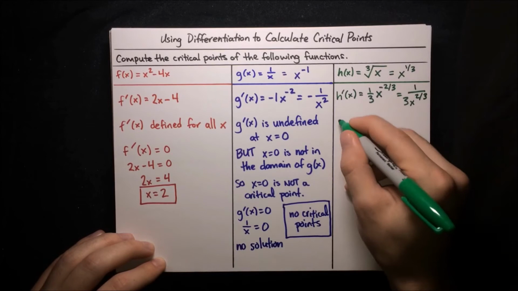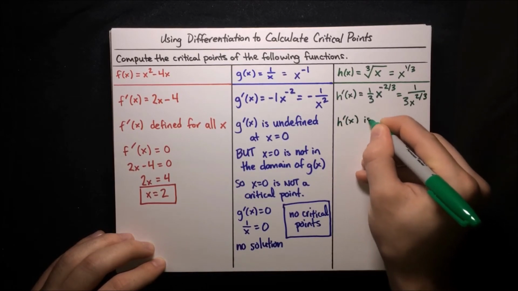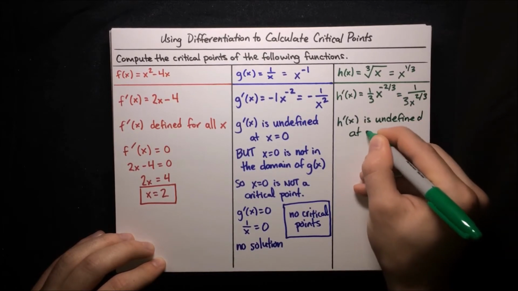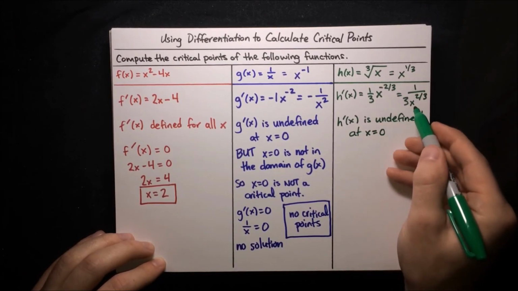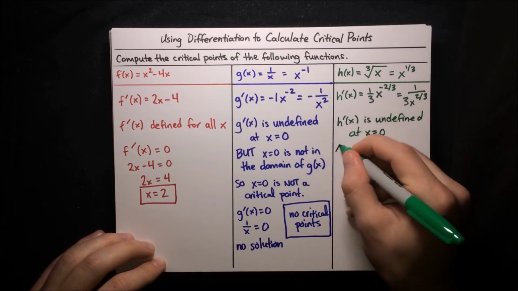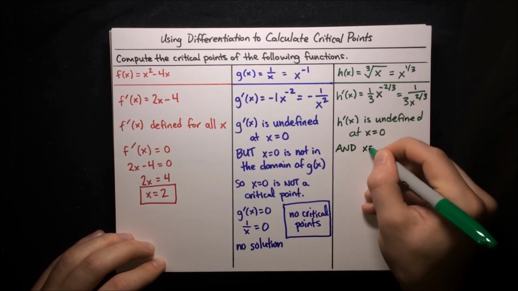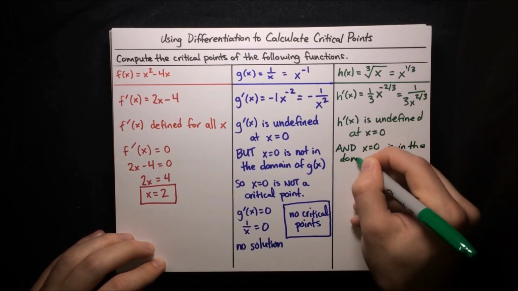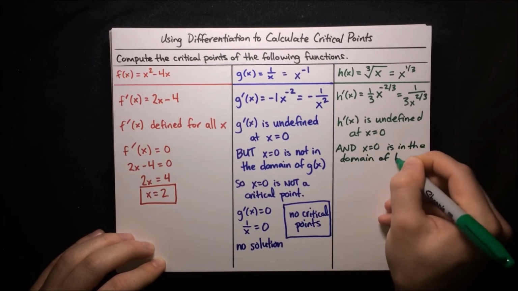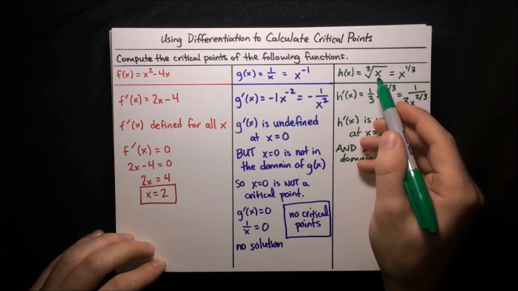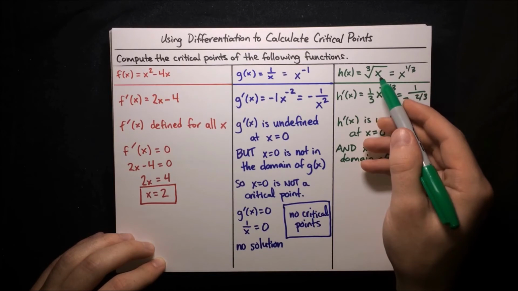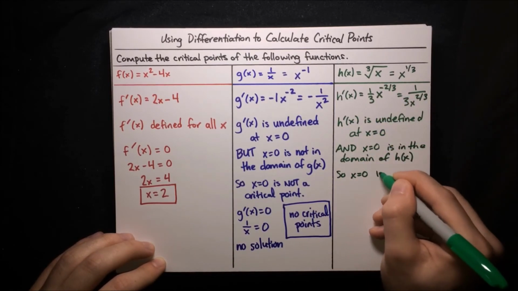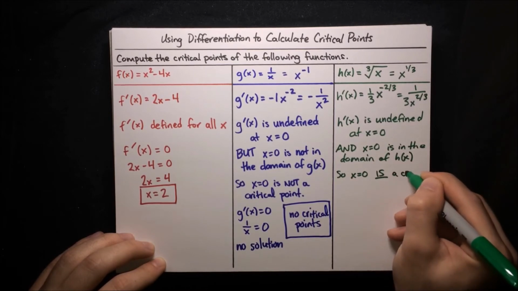Now again we see that h prime of x is undefined at x equals 0, because that would make the denominator here equal to 0. And x equals 0 is in the domain of h of x. We can plug in x equals 0 into this function and there's no issues. The cube root of 0 is just 0. So that means x equals 0 is a critical point.